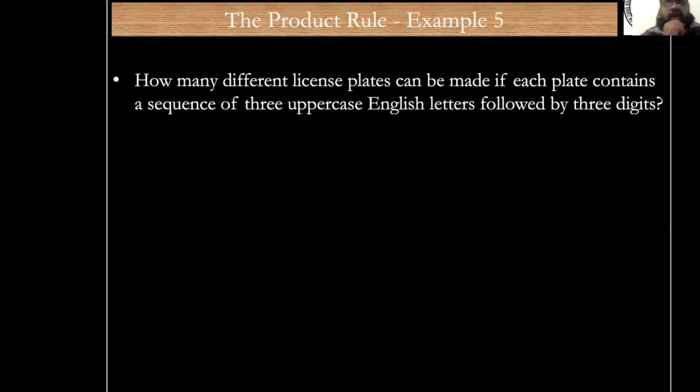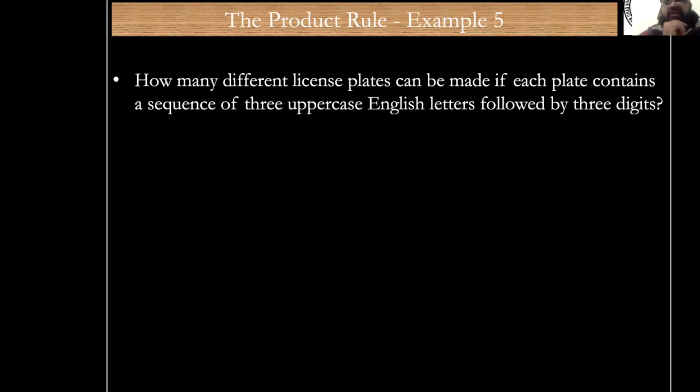Take another example. How many different license plates can be made if each plate contains a sequence of 3 uppercase English letters followed by 3 digits? Notice that you can repeat letters. There's no limitation on it. So if the first 3 are uppercase English letters, that means you have got 26 options for the first place, 26 for the second, and 26 for the third. So in total you have got 26 multiplied by 26 multiplied by 26 for the first 3 uppercase English letters.